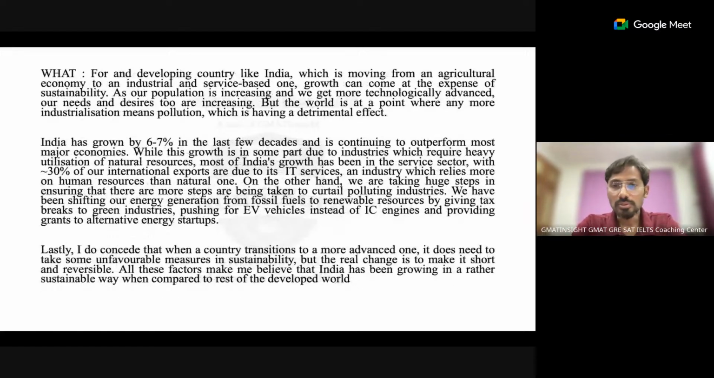I don't know whose WAT this is, but when you say that most of India's growth has been in the service sector with over 30% of our international exports due to IT services, an industry which relies more on human resource than natural one, I think IT is one of the sectors which generates significant carbon footprint. And the measures of going green in that particular segment are not really significant.